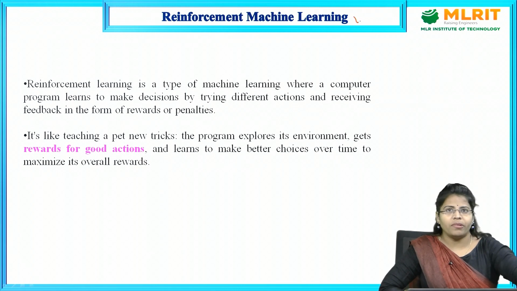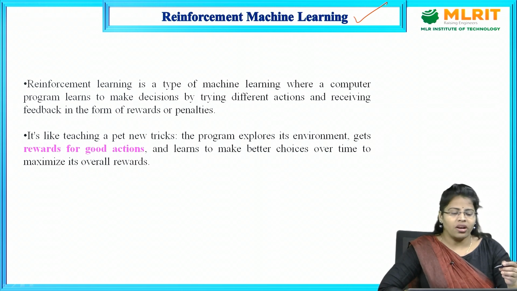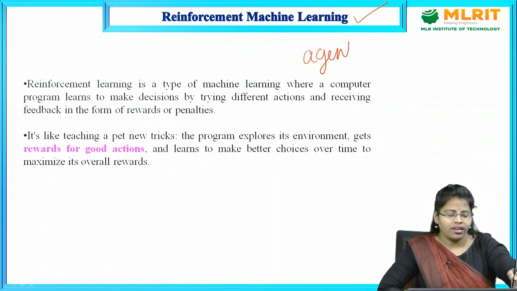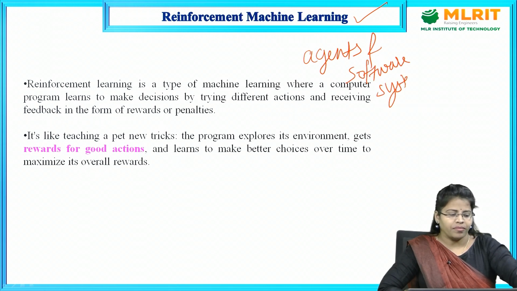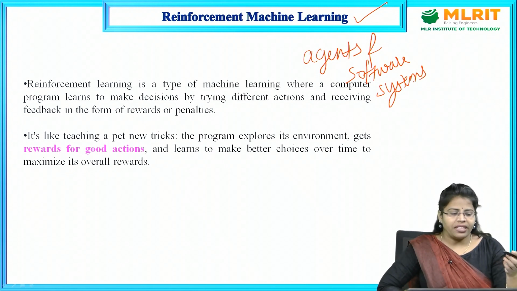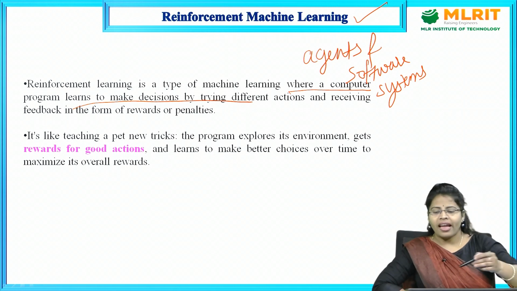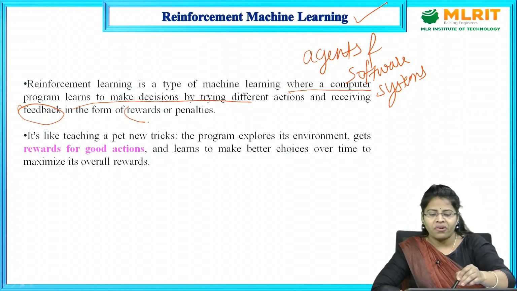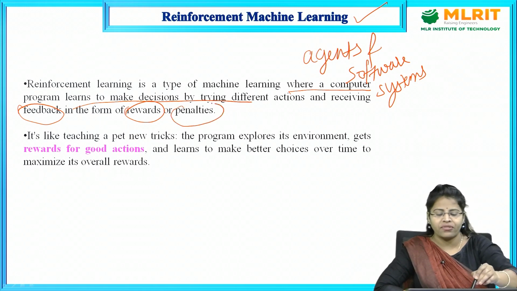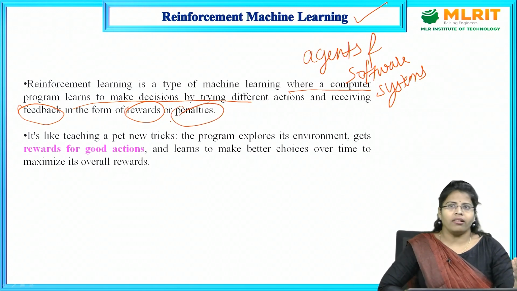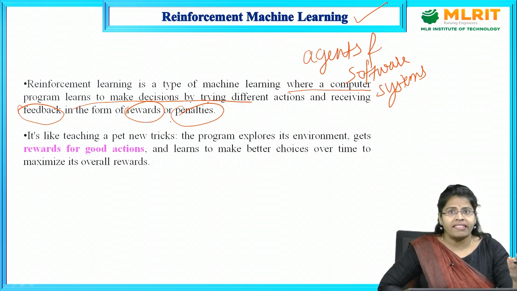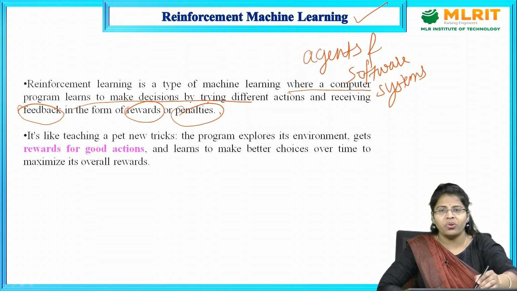Next, the third type of machine learning is reinforcement machine learning. It is a type of machine learning that works with computer agents and also software systems. It is the interaction between the agent and environment, where a computer program learns to make decisions by trying different actions and receiving feedback in the form of rewards for the good actions and penalties for the wrong actions. It is going to work like that: giving rewards whenever the action is correct, and giving a penalty whenever the action is wrong.